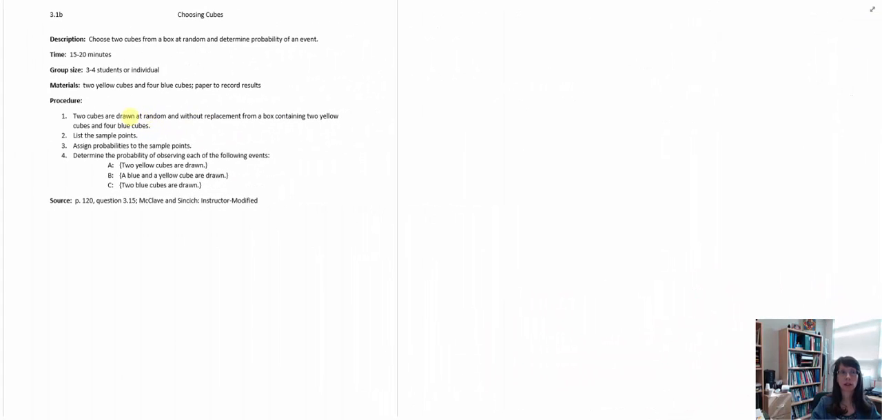In this video, we're going to choose two cubes from a box at random and determine the probability of an event. We're going to use 2 yellow cubes and 4 blue cubes for this experiment, but if you don't have some colored blocks around, you can simply write a color on a piece of paper.